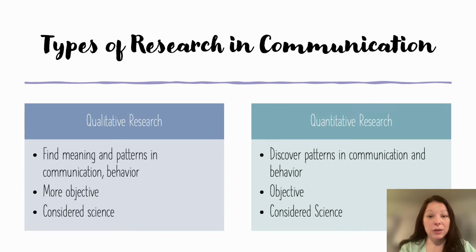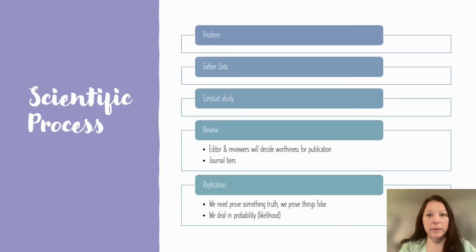Qualitative research is still more objective than other forms of communication research in other classes you might have taken, like rhetoric, for example, or critical analysis. So qualitative research is still considered a science. It has a method to it, and you follow that method, and it is guided in your interpretation. So both of these are science, and both of them will be discussed in this class.